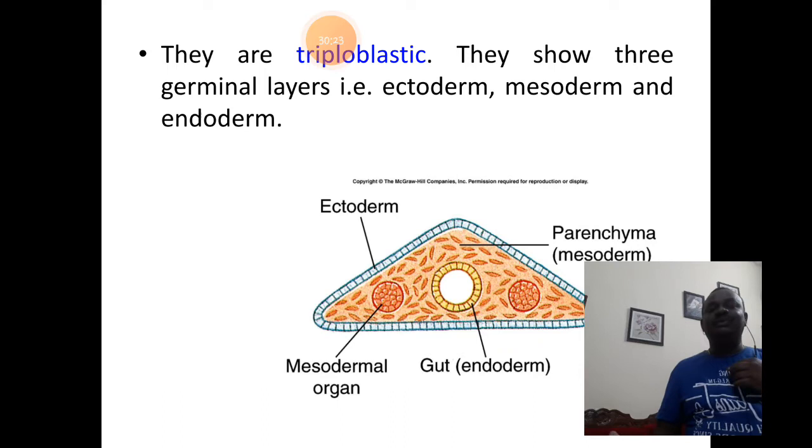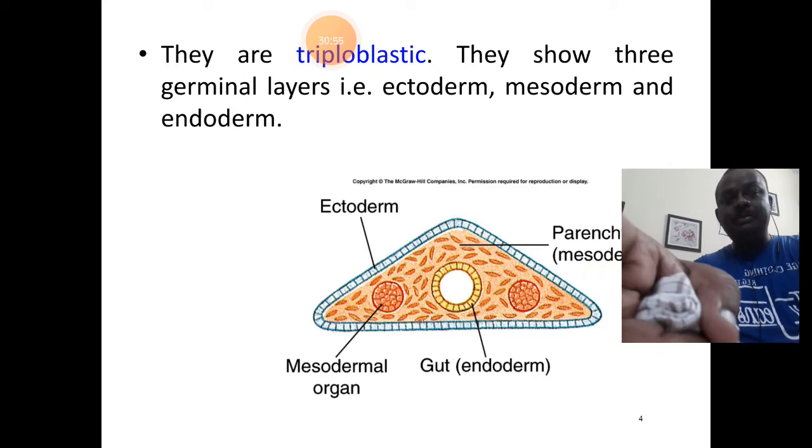The next important feature is that the body of this organism is made up of three germ layers. They are called triploblastic. The term triplo refers to three. Blasto refers to germ layers. The body of the organism is made up of three germ layers: outer ectoderm, middle mesoderm and inner endoderm. You can see the picture down here.